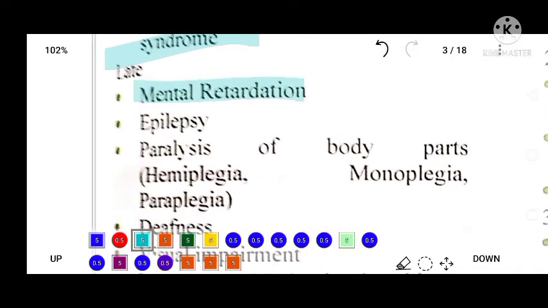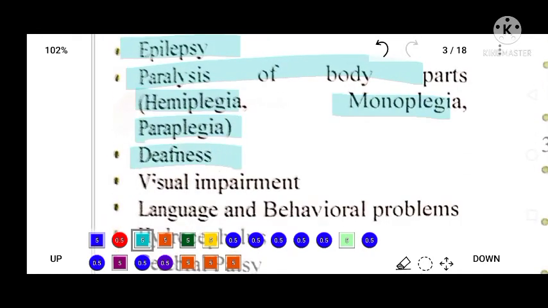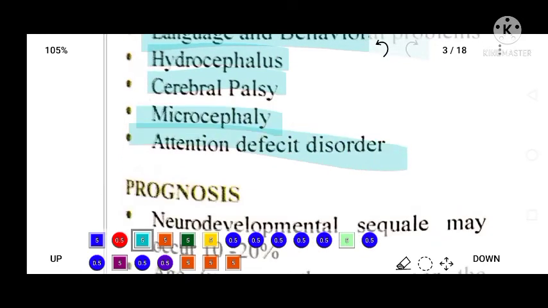Later complications will be mental retardation, epilepsy, paralysis of the body, hemiplegia, paraplegia, and monoplegia, deafness, visual impairment, hydrocephalus, cerebral palsy, microcephaly, and attention deficit disorders will be there. So these are all complications of meningitis, and we can treat the patient by these modes.